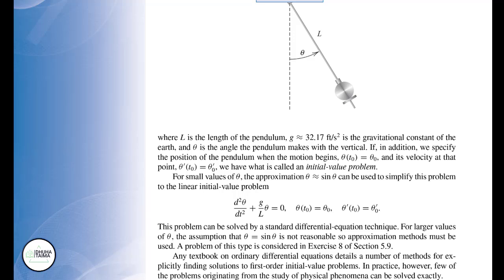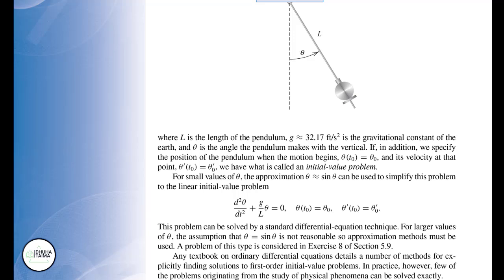makes with the vertical. If, in addition, we specify the position of the pendulum when the motion begins, theta of t naught equals theta naught, and its velocity at that point, theta prime of t naught equals theta naught prime, we have what is called an initial value problem.